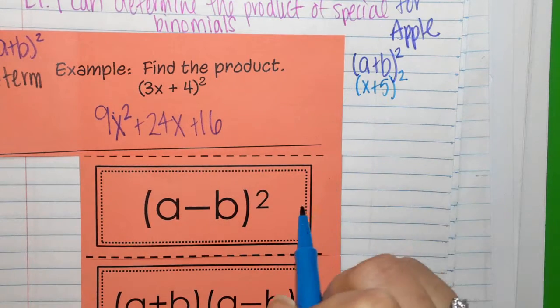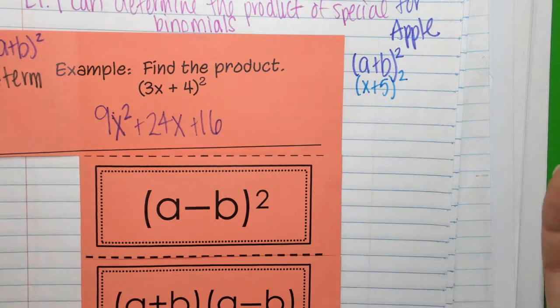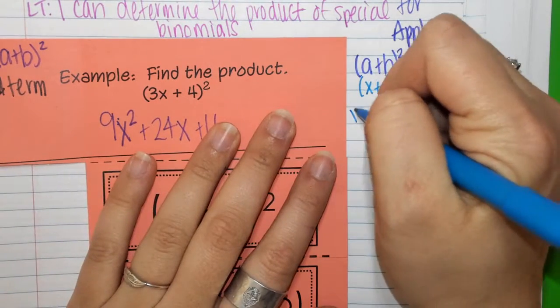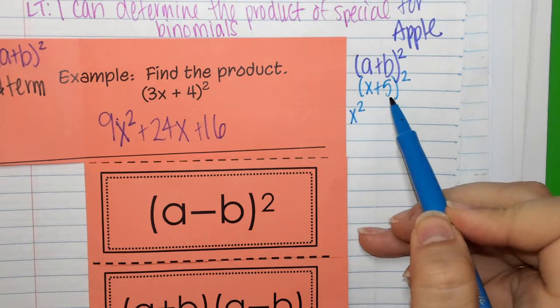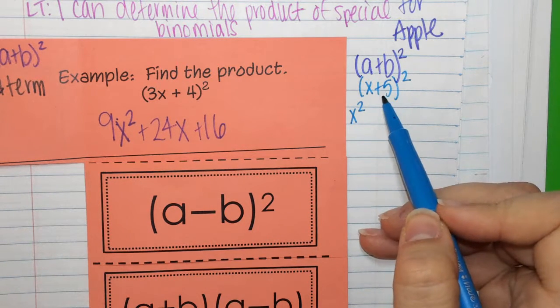What's our first term? So if we square x, what do we get? X squared. Look at us go. Is everybody with me? Do we see where we got that? Okay. Now, step 2 is multiply A and B together, then multiply it by 2. So A is x, B is 5. What's x times 5? 5x.